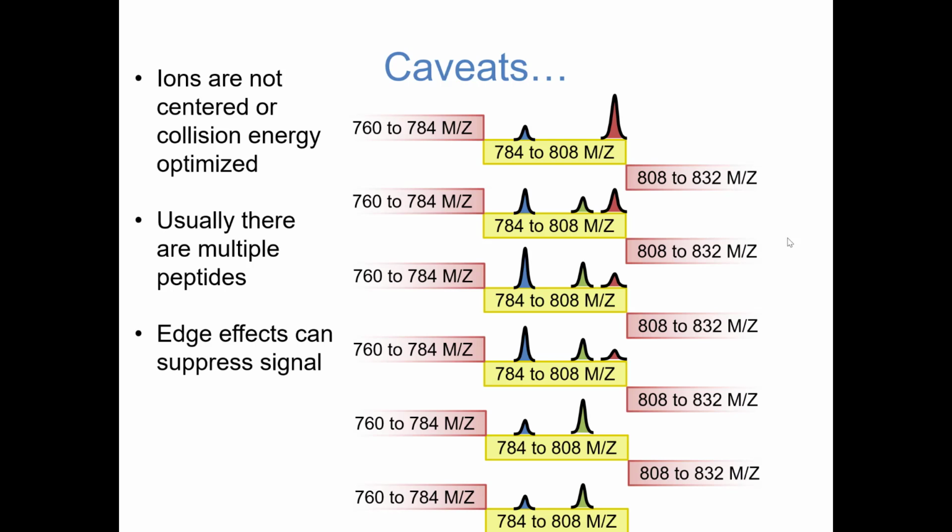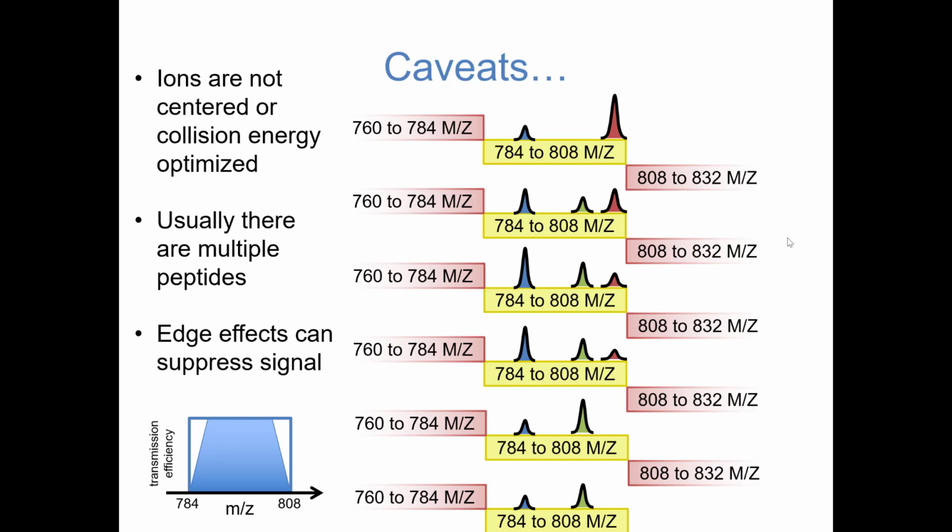Another important thing is that there are edge effects to this. A quadrupole is a mechanical device. It's not perfect. It's designed to transmit really well across a range, but it's not going to transmit perfectly every ion in that range. So if you say I'm interested in going after the 784 to 808 range, it's going to transmit mostly the stuff in the center pretty well. The stuff on the edges of that window is just not going to fly quite as well through the quadrupole.